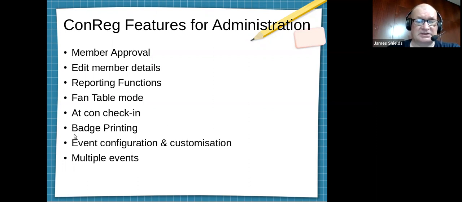There's an at-con check-in function, so when people arrive at the reg desk, you can check their status, you can find out their badge number to give them their badge, and you can mark them as arrived at the convention. There's a badge printing function which basically can give you printer ready badges to print out. There's lots of configuration customization options, and there's options for if you're a multi-year convention of starting a new event for each year.